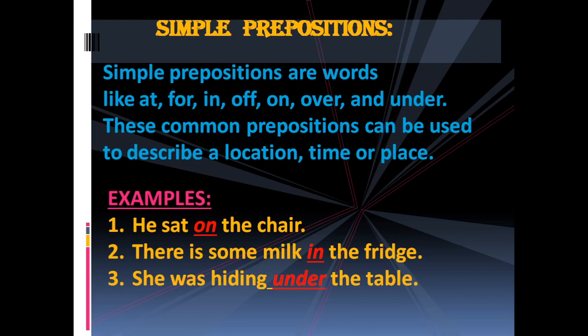Examples: he sat on the chair. So the word on is the preposition. It is given in one word. So it is called a simple preposition.